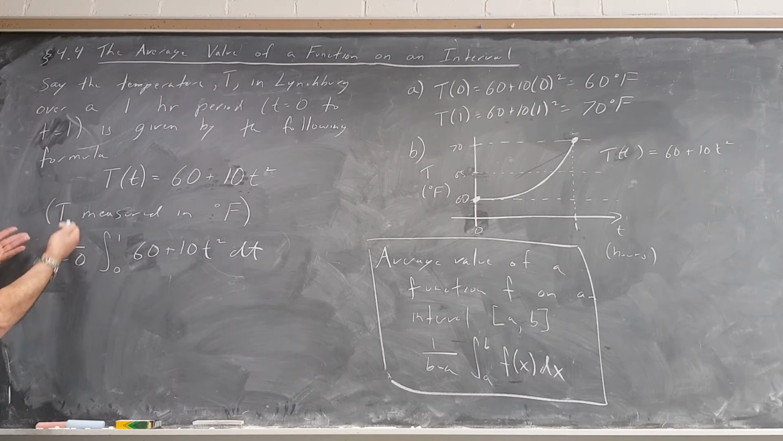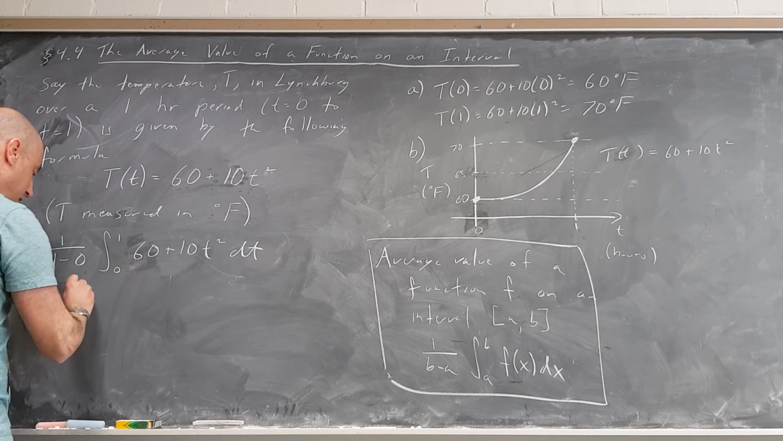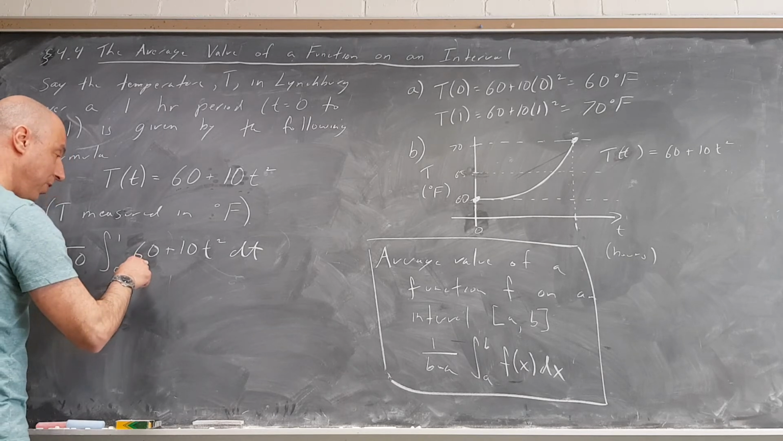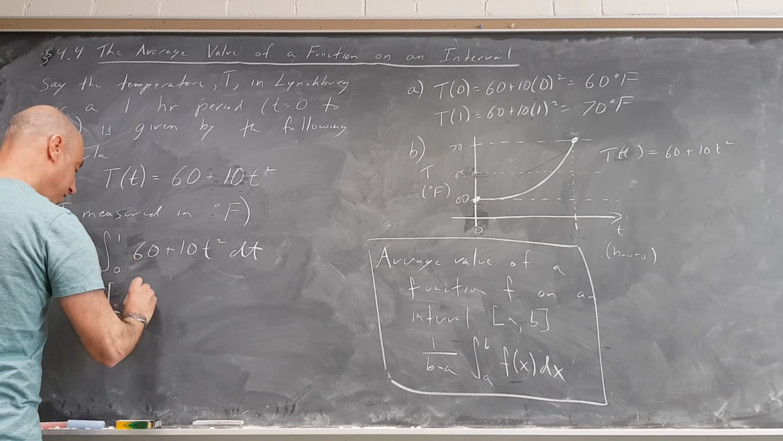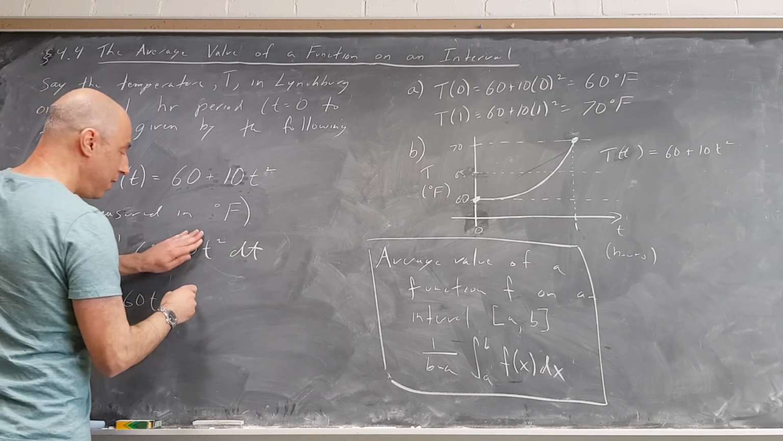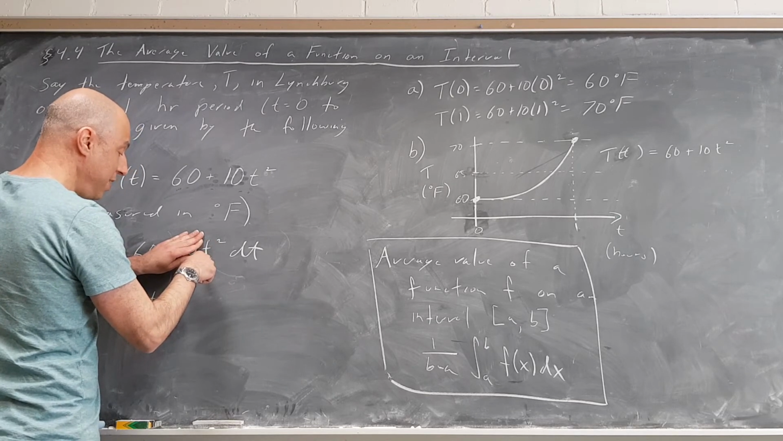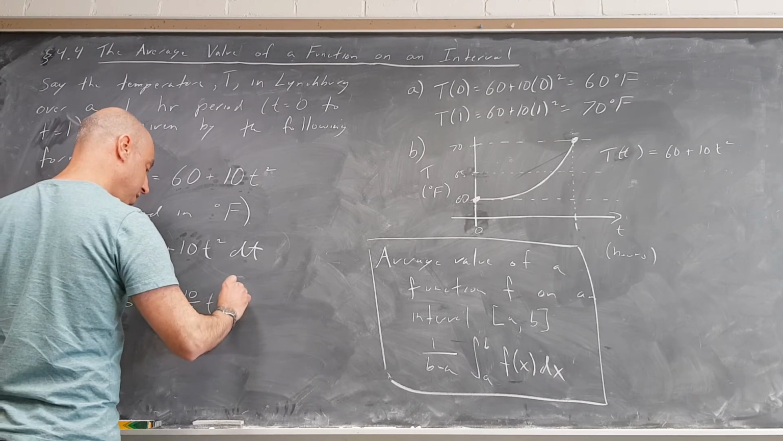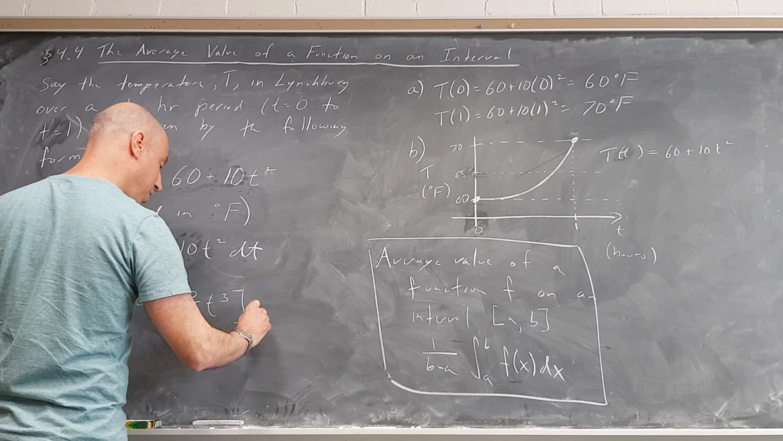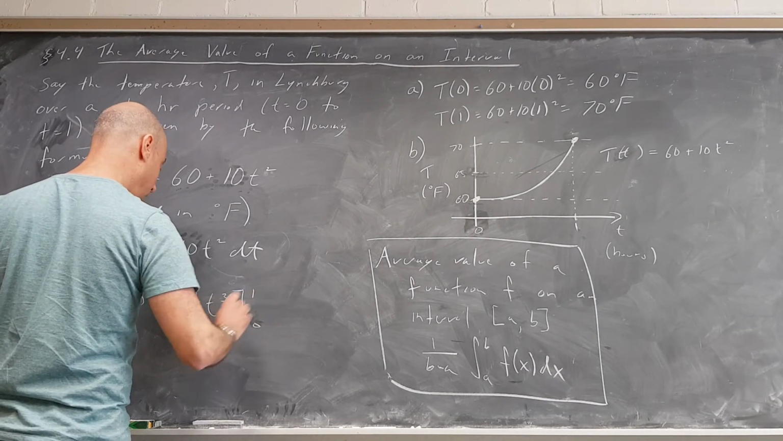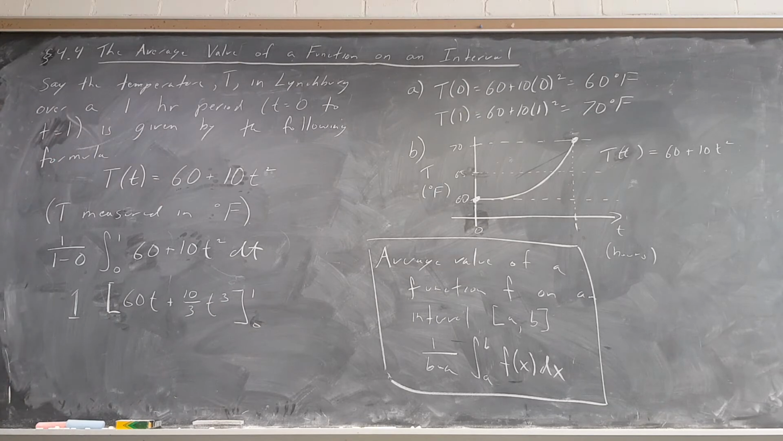1 over 1 minus 0, that's just 1 over 1. So that's 1 times, now we're going to take the antiderivative. So the antiderivative of 60 is 60t. We're using t as our independent variable. The antiderivative of t squared would be 1/3 t cubed, so we have 10/3 t cubed. And we're going between t equals 0 and t equals 1.